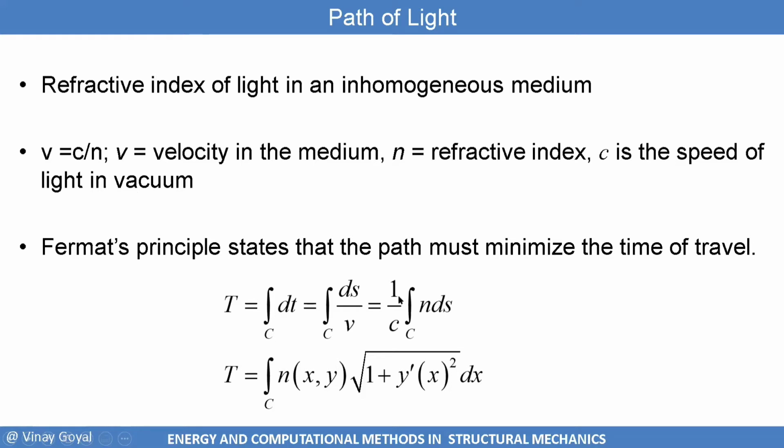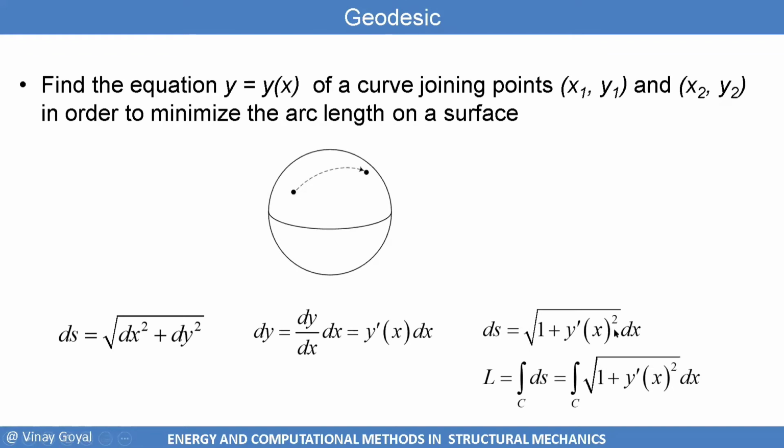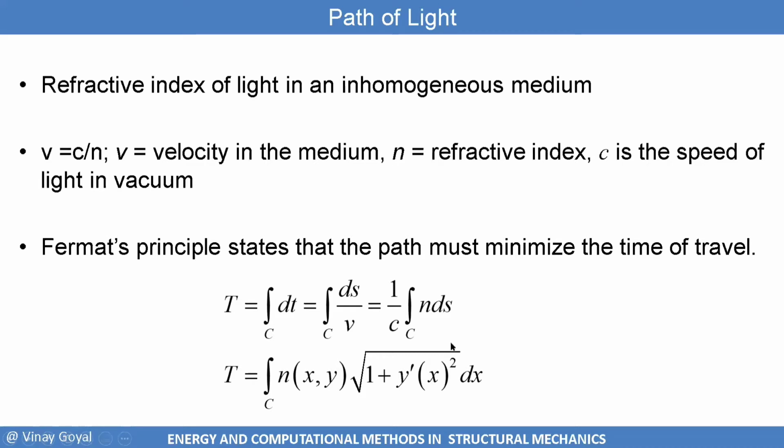Well, guess what? I can write ds similarly to what I did here. ds is the square root of 1 plus y prime squared dx, and I can now determine t: t is the integral of n(x, y) times the square root of 1 plus y prime squared dx. And so the path that must minimize the time of travel is basically what? I have to find y that minimizes t. And that's not something you look at and know what the answer is. It's not obvious, right?